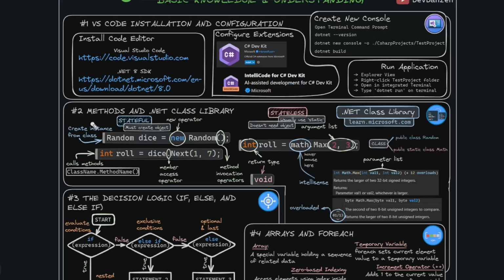We are now on the second module, methods and the .NET class library. So a method is basically the same thing as a function. A method is a block of code which only runs when it is called. There are 2 types of methods, stateful and stateless, where stateful needs an object while stateless doesn't need an object and usually uses static, like public static void.